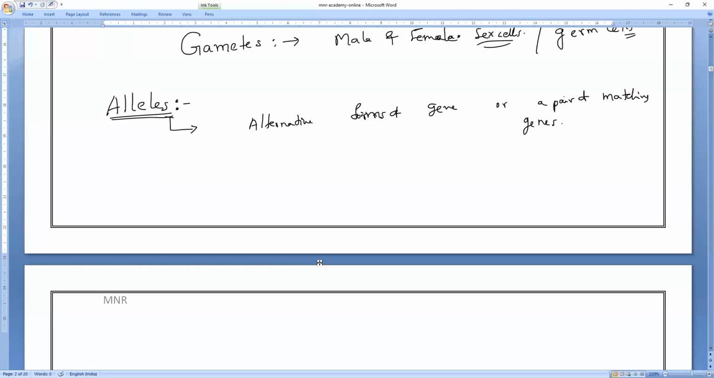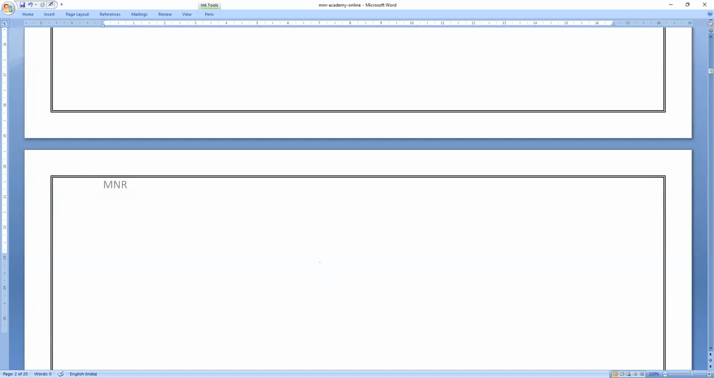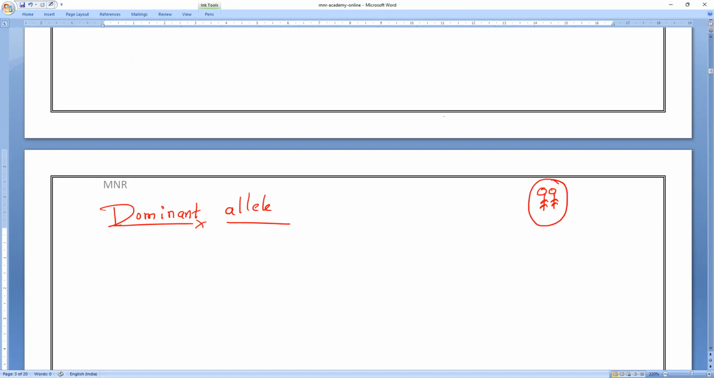Now let us come to the dominant allele. As I said, it may be dominant or recessive. What do you mean by dominant allele? That is what we are going to discuss now. Please write it: dominant allele. Dominant allele means, for example, see, I will teach you. Two persons are there. One person is very active and another person is very normal. What will happen if I make both of them a team? This is a general discussion.